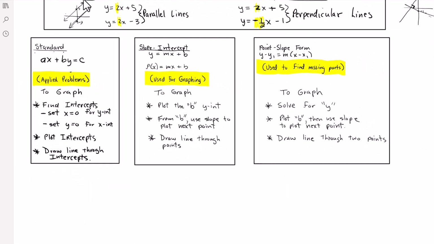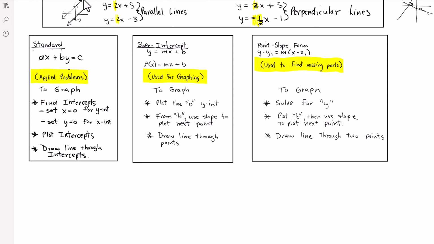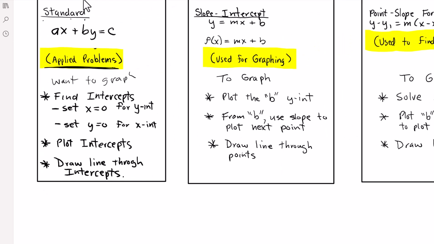Then you've got 3 forms. Standard form, ax plus by is equal to c. We usually use these in word problems and not for graphing. But if you want to graph, then find the intercepts. And in order to find the intercept, so if you had 3x plus 4y is equal to 12, set x equal to 0 to figure out what the y-intercept is.